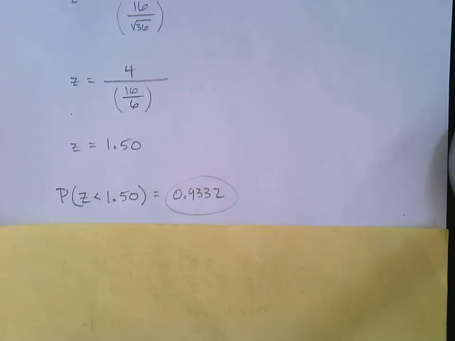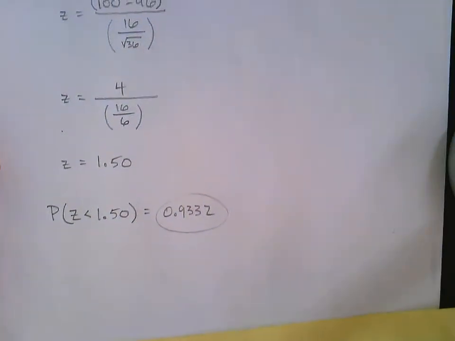Okay, let's do part B. Find the probability that the mean age of the sample is less than 105 months. Okay, now we're going up even more. So what's that going to do to our answer? Okay, well, let's find out. I think I've got it on the next page.